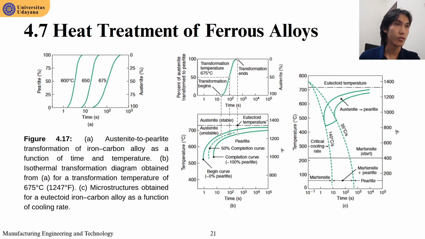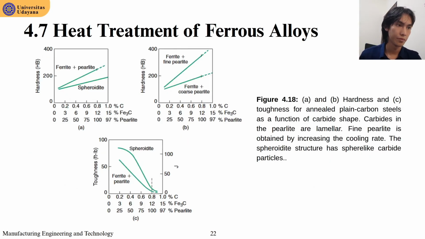Next slide is TTT diagram. It shows austenite transformation depending on temperature and time, used to plan heat treat cycles. Next, carbide shape versus properties. Carbide morphology affects strength and toughness. Fine pearlite gives higher hardness. Sorbite gives better ductility.